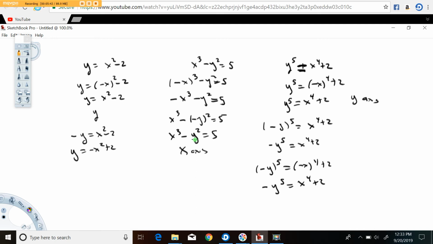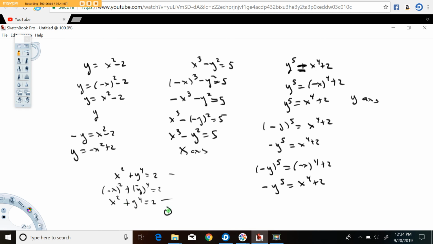And I guess I didn't go through an example of one that was symmetric about the origin, but I can make one up quick. You know, if you had, say, x squared plus y to the fourth equals 2. If you change the sign on both the x and the y, and by the time you take that even power, you get the same equation back again. Here's an example of something symmetric about the origin.